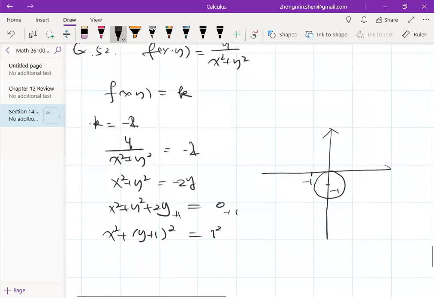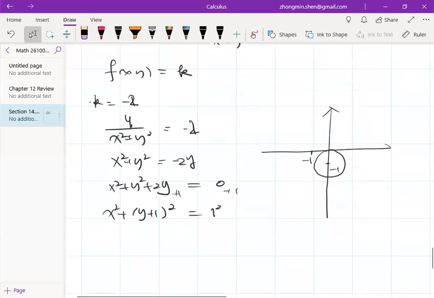And even more general, for an arbitrary k. When you look at k equals 0, y is going to be 0, so you get the x-axis. This is when k equals -2.